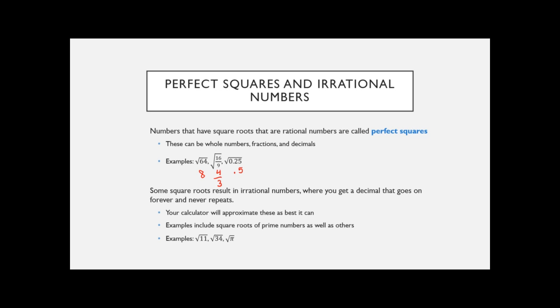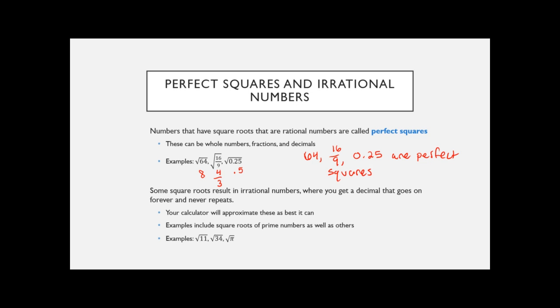So these are all considered perfect squares. 64 is a perfect square. 16/9 is a perfect square. So 64, 16/9, and 0.25 are perfect squares, because when we took that square root, we were able to get a rational number.